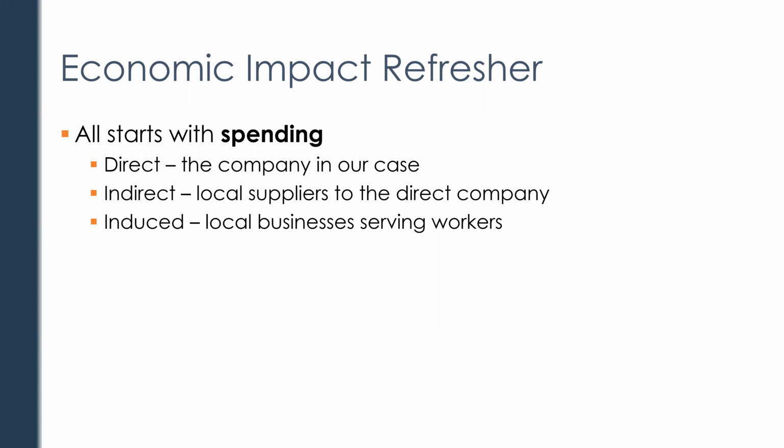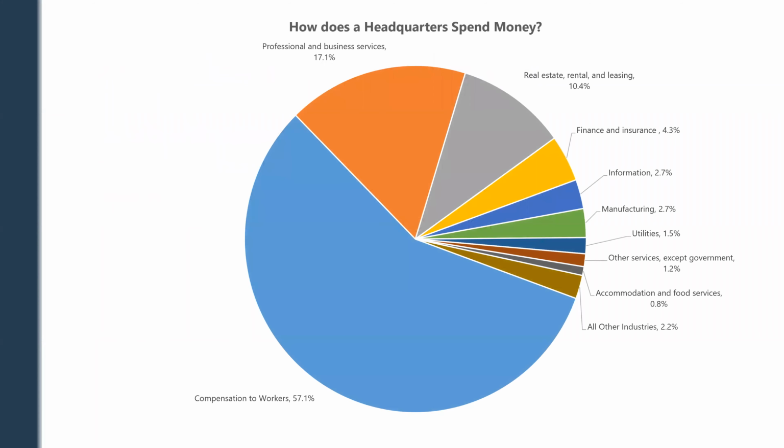So if I pulled this together, a little bit of a pie chart to think about, to put some actual percentages to this to help you visualize it a little bit. When you think about a headquarters spending money in your community, a big chunk of that, as we see in the big blue section, is basically the wages and compensation that they pay to their workers. Almost 60% of what they might spend their money on would be that.